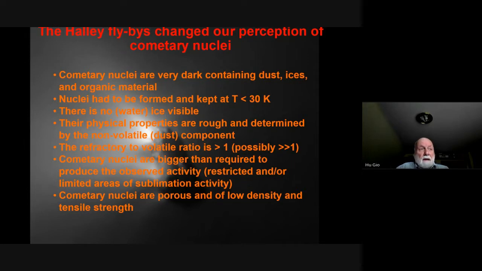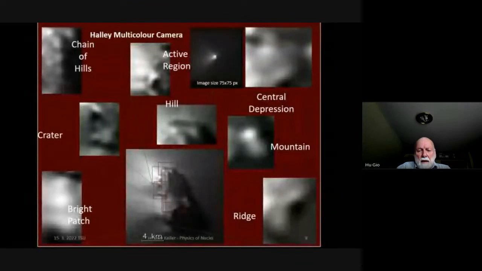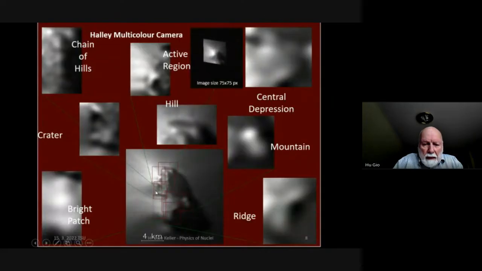Because they are bigger, the comets had to be porous and of low density and low tensile strength. So what did we observe? We saw, as I described already, a very rugged bilobal nucleus. The size is given down here. Here we go, the size is given here.